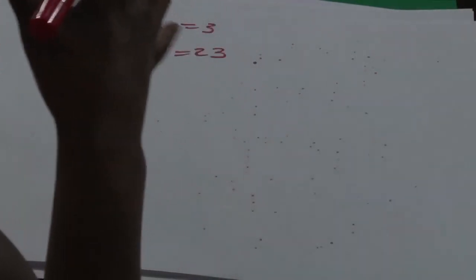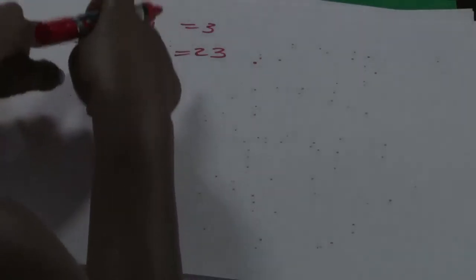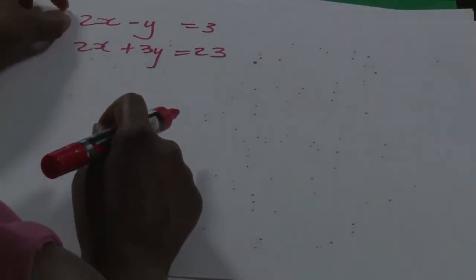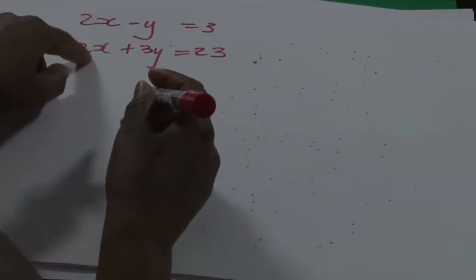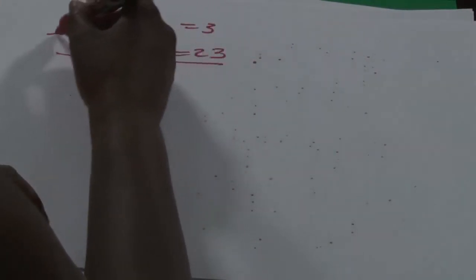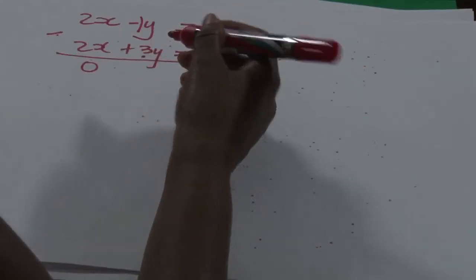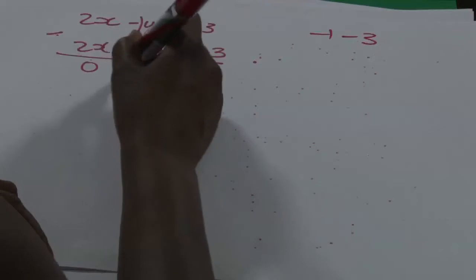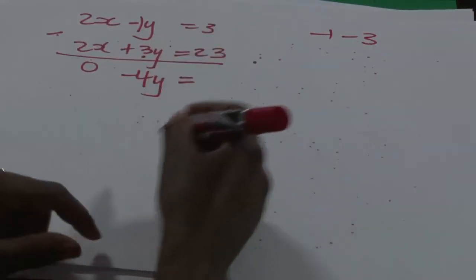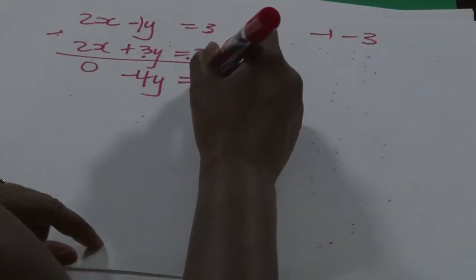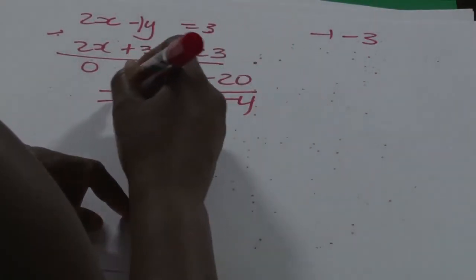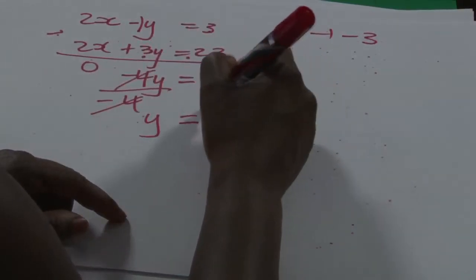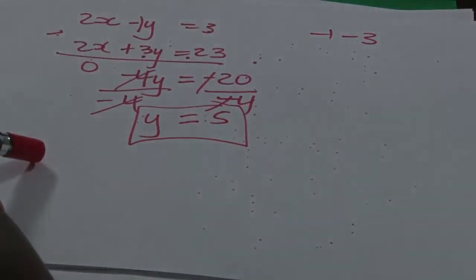So elimination will eliminate one of the variables. You always check your numbers, which one can be eliminated, and then you always look at how your terms are. It's easy to eliminate the x terms because if I take 2x minus 2x, of course this will just give me a 0, leaving me with only the y terms to work on. Negative y minus 3y will give us negative 4y is equal to 3 minus 23, which will give us negative 20. Then from there we can work out the y. Divide both sides by negative 4. This cancels out, so then we know that 4 goes in 20 five times, so y is equal to 5. That is elimination.